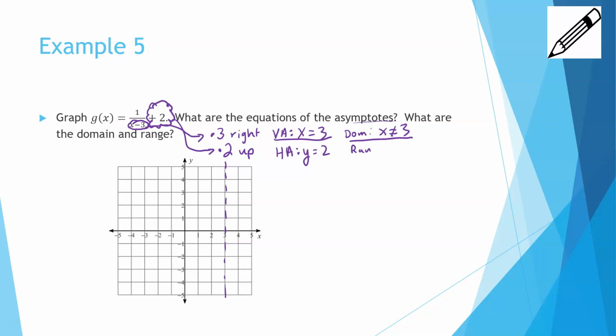That will affect my range. My range then is y can't equal 2. Again, these two things go hand in hand. Drawing my horizontal asymptote at y equals 2.